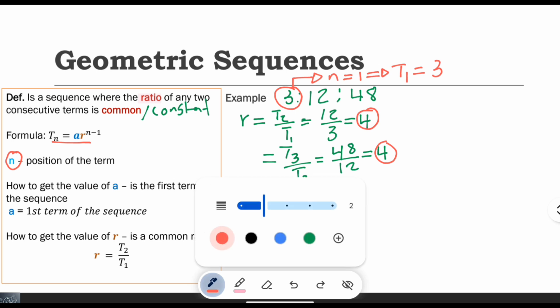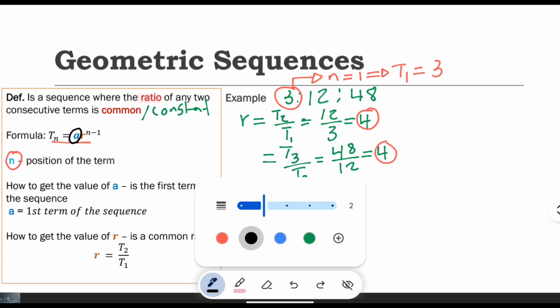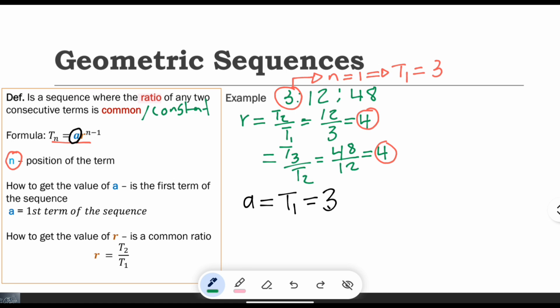Now what is the meaning of a? A is the first term of the geometric sequence, which is T1. And what is T1 equal to? T1 is equal to 3. So that is our a. And how do we get the common ratio? The ratio, we already found it. It's r, which is equal to 4 from above, our constant ratio.